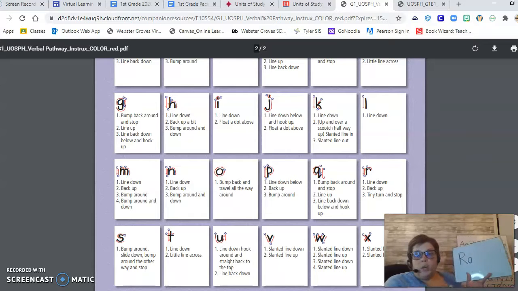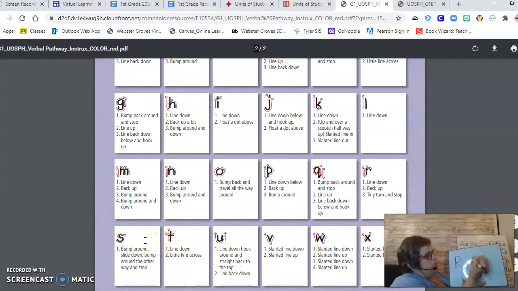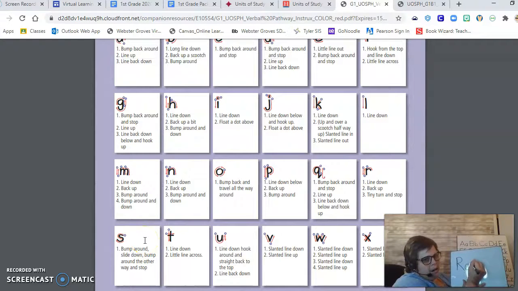Okay, now that we're back and you're writing with me, let's write our letter S that comes next. I see our letter S on the screen, and it says we're going to bump around, slide down, bump around the other way, and stop. Pretty good? All right, the next letter in Rashid's name is an H. And we know that with lowercase letters and capital letters, we always start at the top. And so we're going to do a line down, back up, and bump around and down.